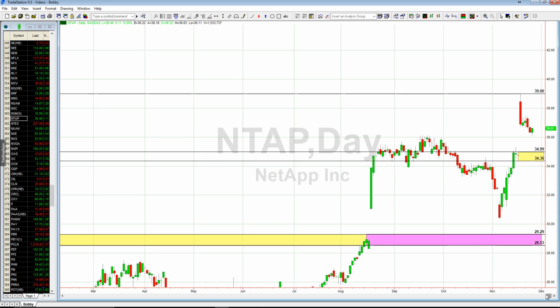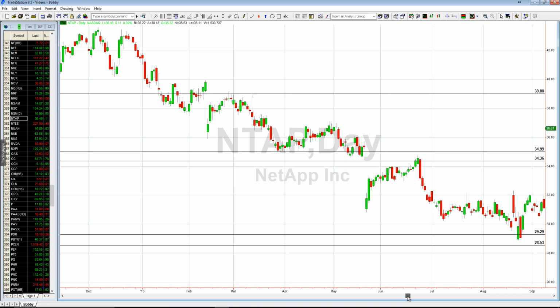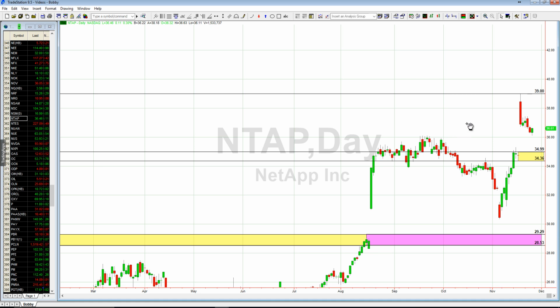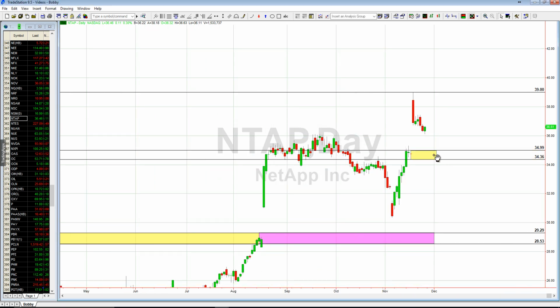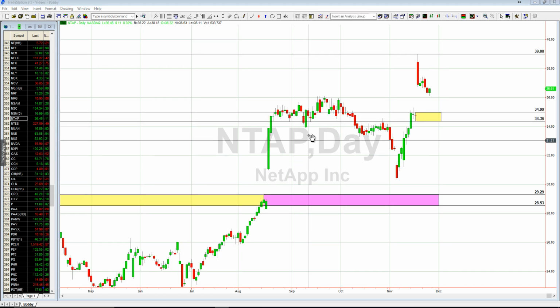Now, we'll go back on this. See, that 39 level is actually part of another zone. But a trade from 34.50 to $35 up to 39 trading options, that's a sweet trade. So that's something we'd look at doing with a pullback to there.